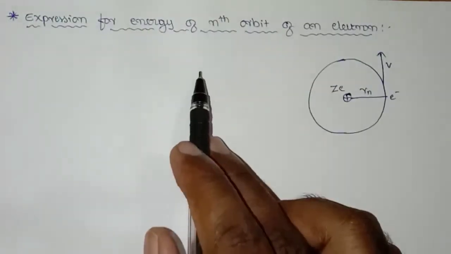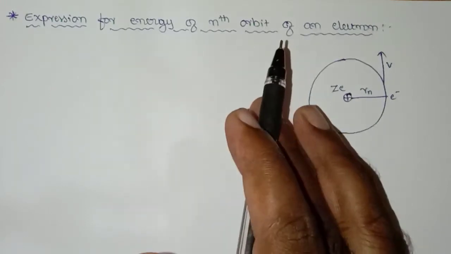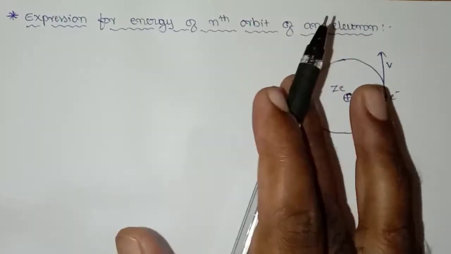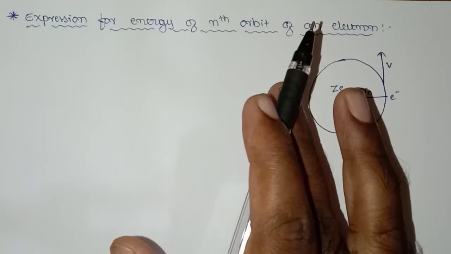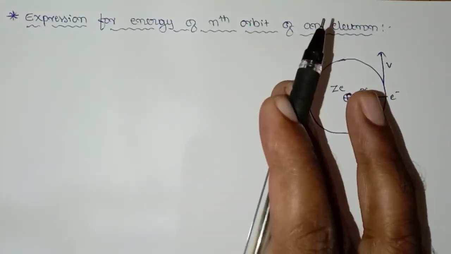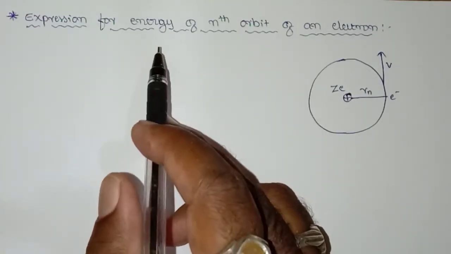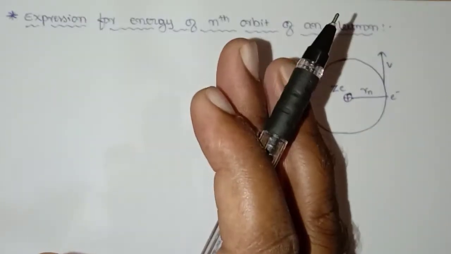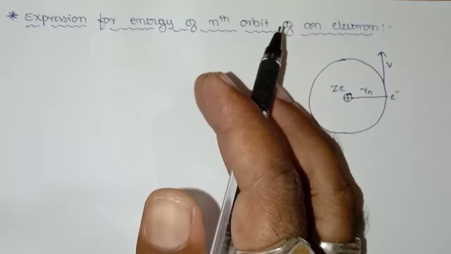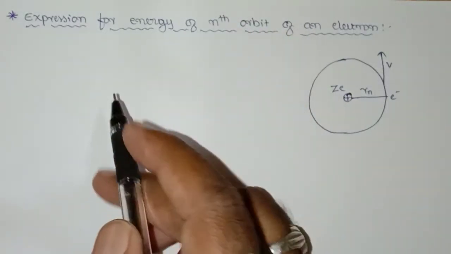Okay, so in today's session, we shall discuss the expression for calculating the energy of an electron which is present in the nth orbit. This is the most important expression required for the quantum mechanical understanding regarding the concept of atoms. So without delay, we shall continue.